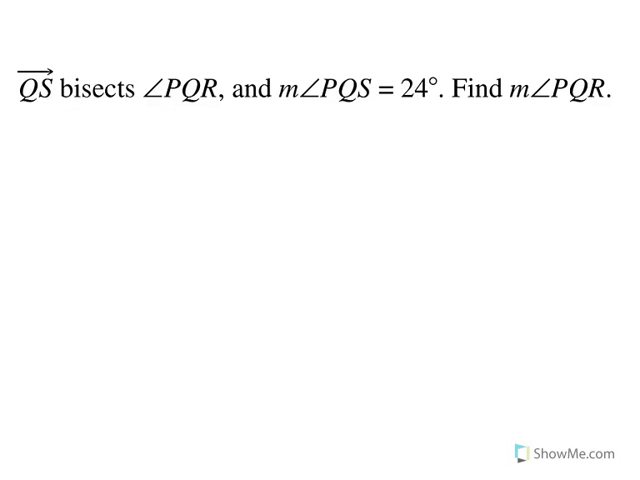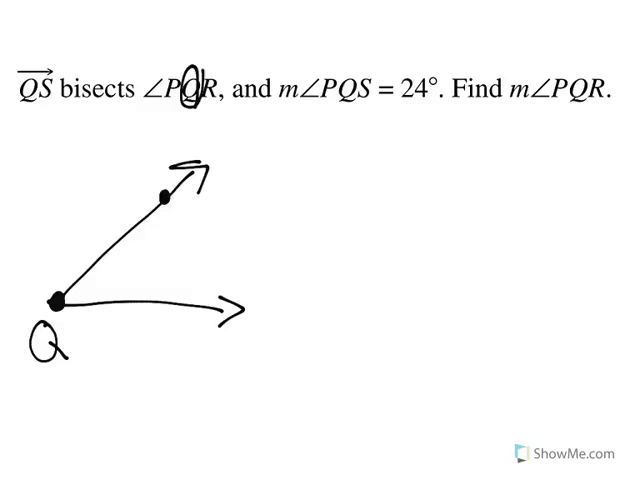So we're going to look at an example here where we're going to draw our picture ourselves. It tells us that QS bisects PQR. So we know we have angle PQR. Our vertex of this angle is going to be Q because it's in the middle. And so that means the sides have those other two points, P and R. And it tells us that QS bisects it, so I'm going to draw another ray here in the middle that's going to go out through S. And since it bisects it, I'm going to put two little curves inside my angles to show that they are congruent. And it wants us to find the measure of PQR.